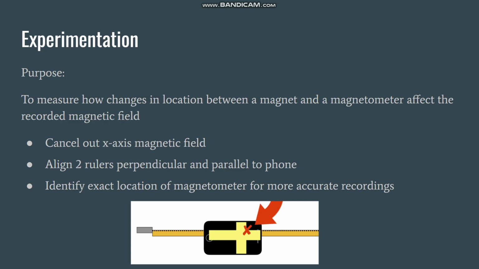So the experimentation that we did was just to determine how changes in location between magnet and magnetometer affect the recorded magnetic fields. Before we do this, though, we need to cancel out the x-axis magnetic field by pointing it at the north magnetic pole, and then aligning two rulers perpendicular and parallel to the phone, and identifying an exact location of the magnetometer for more accurate recordings.